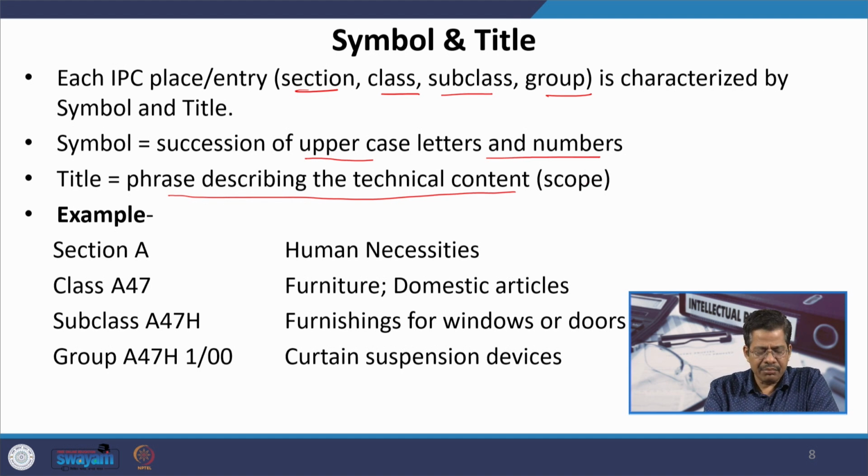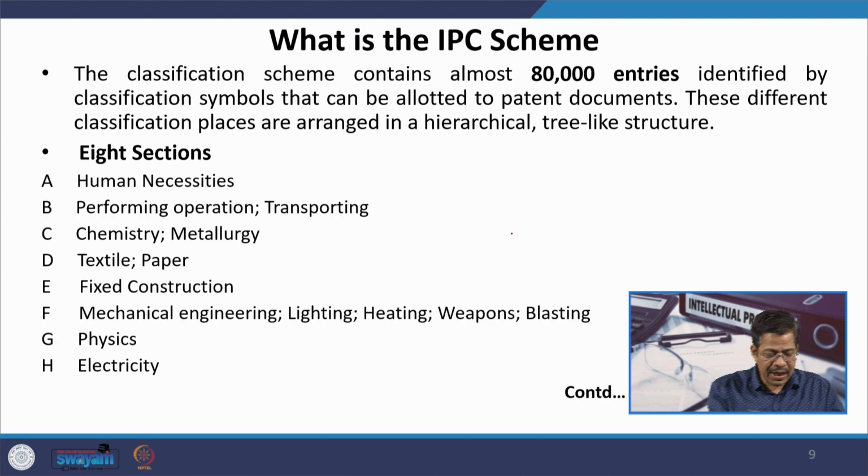For example, there are 8 sections available. We are giving the example of section A. Section A is about human necessities. We will see that these are the 8 sections. If a patent starts with capital letter A, it means it is about human necessities. If it starts with B, it is about performing operations and transporting. If it starts with C, it means it is about chemistry and metallurgy.